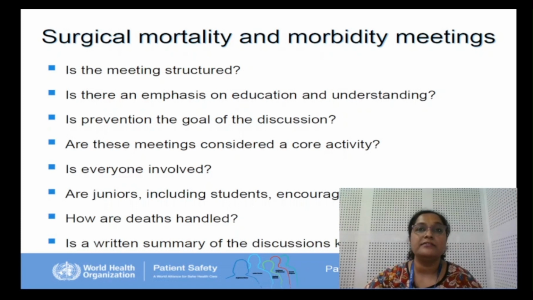Observe if the meetings are conducted in a structured manner. Is the emphasis on a systems approach or a person approach? Is the goal preventing a future error or punishing someone? Is everybody involved in this meeting? Is it a core activity in the department? Are juniors and students allowed to attend? How do they handle deaths in these meetings? Do the participating staff feel supported? Is there any form of documentation of the events of this meeting? These are all elements that you can actually observe in these mortality and morbidity meetings.